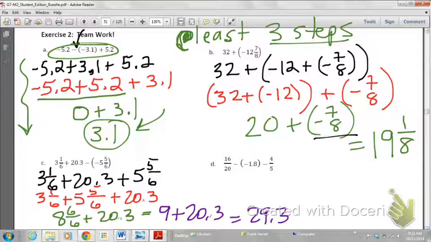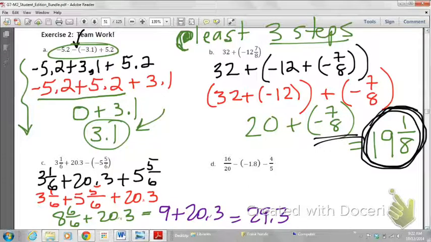And again, this idea here of knowing what 20 plus a negative 7/8 is, this is important for you to know. And it's not something I'm going to continue to teach. This is something, again, for the summertime. This is why I had assigned all of that fractions work to you.